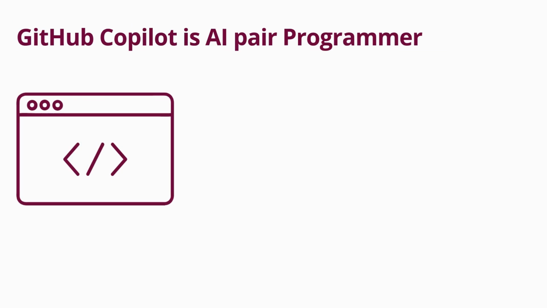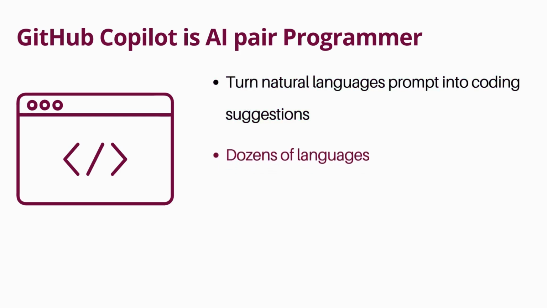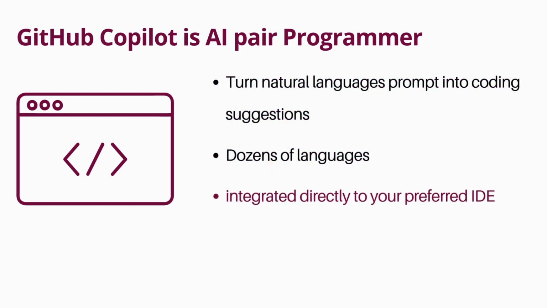GitHub Copilot. GitHub Copilot is your AI pair programmer. It helps us to turn the natural language prompt into coding suggestions. It works with dozens of languages. It is integrated directly into your preferred IDE. It supports a wide range of programming languages and works directly within your preferred IDE. Simply describe what you want to build, and GitHub Copilot will generate the code for you.